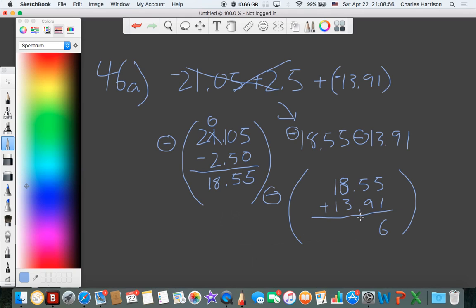So this is 6, and this is 14, carry the 1. Now we have 8 plus 1 is 9, plus 3 is 12. And we'll carry the 1 again, and so it's 32. And it's a negative. So again, negative 32.46. Now, I sent you the answer sheet, all the answers to this. And if you look on the answer sheet, you'll see that it's correct. It is a negative 32.46. Now, you can also check your work with a calculator as well. All right, 46B.